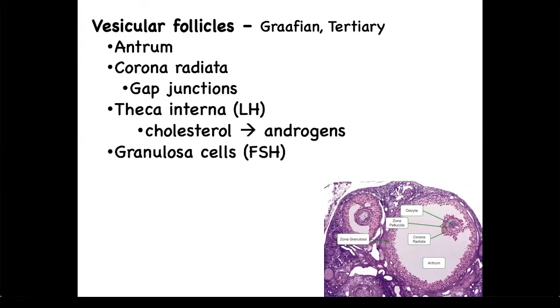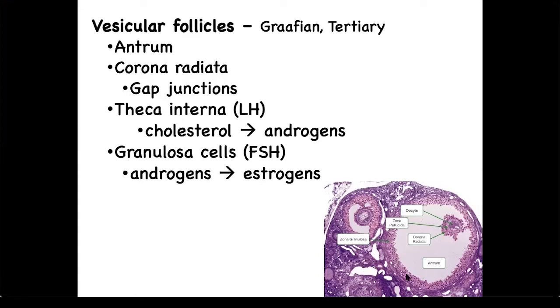The granulosa cells will have receptors for the hormone FSH, or follicle stimulating hormone. In response to FSH, these cells will take the androgens that were produced by the theca interna cells and convert those into estrogens. Let's take a look at this histology slide.